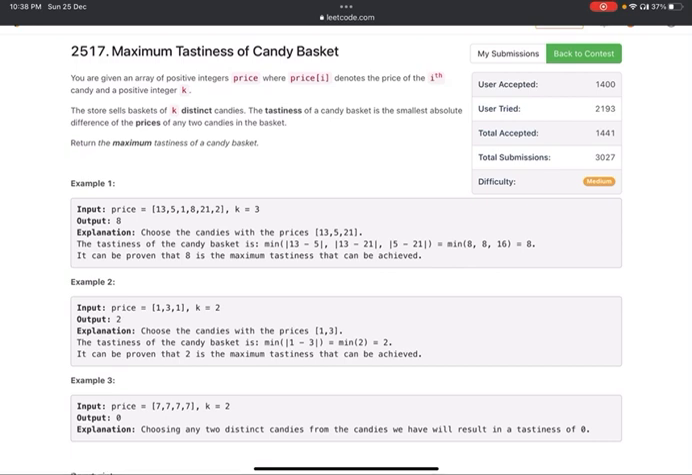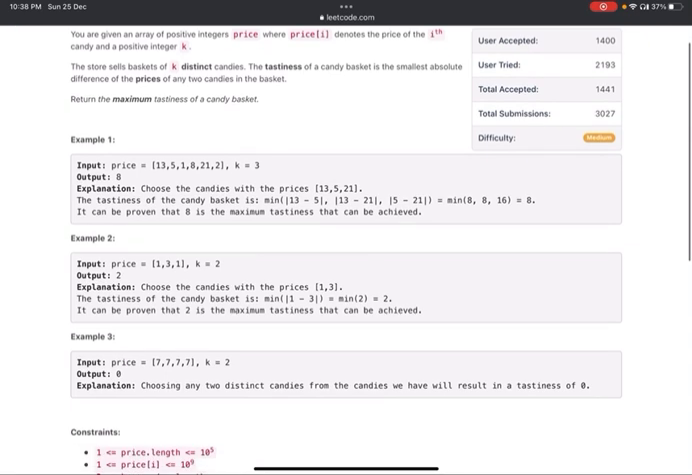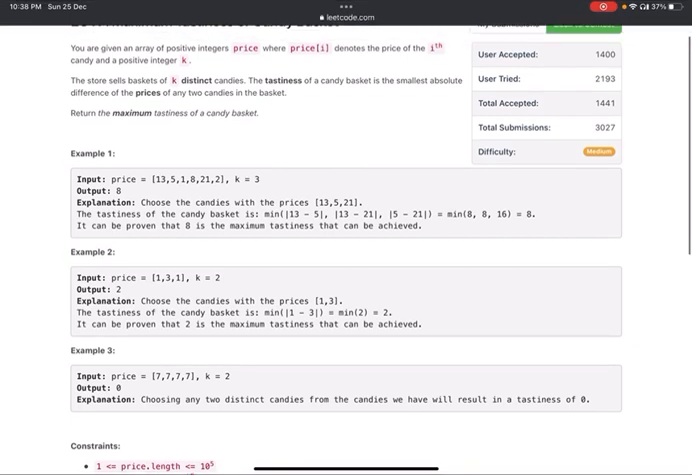So in this given example, example 1, the k value is 3. Here the answer is 8 because you can choose the candies with prices 13, 5 and 21, and the minimum absolute difference is 8 here. So what is the first approach that comes to your mind?